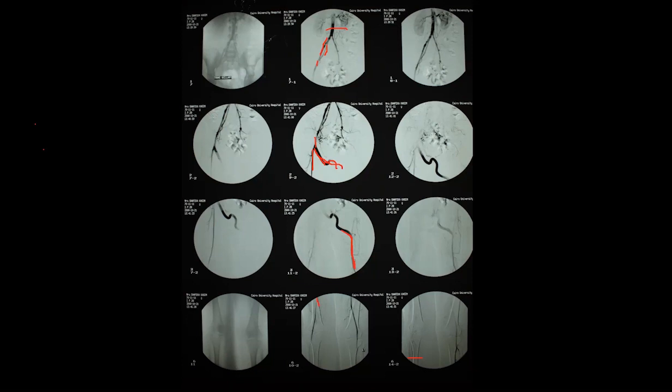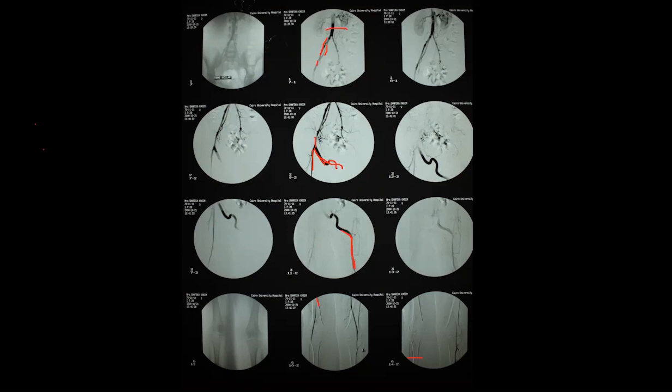Which arteries is it connecting? It's connecting the femoral to the femoral. If it's connecting this to this, you call it a bypass. You just name the two arteries that it connects. How do you name a bypass that connects the femoral with the popliteal?